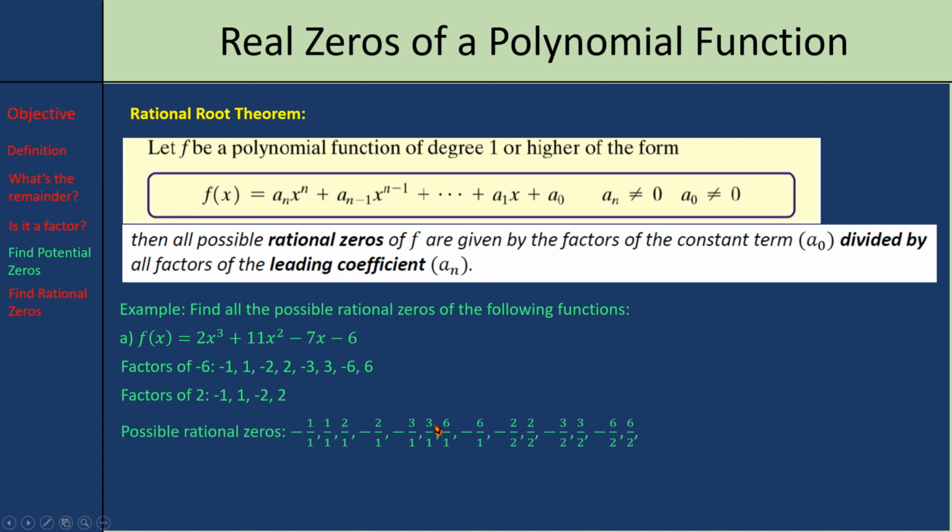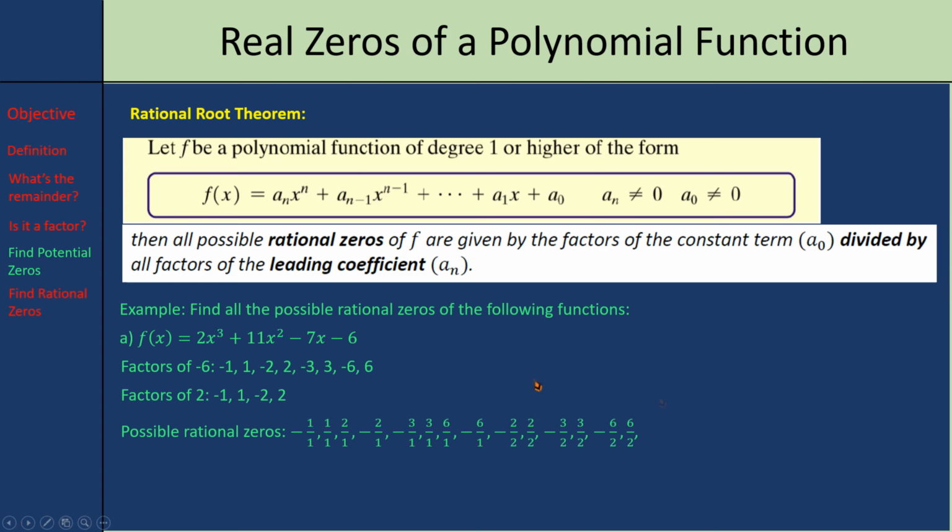So it turns out to be a lot, right? Negative 1 over 1, positive 1 over 1, and then negative 2 over 1, positive 2 over 1, negative 3 over 1, positive 3 over 1, and then 6 over 1, negative 6 over 1, 2 over 2, 3 over 2, 6 over 2. So each of the top over each of the bottom. I know it seems like a lot, but once you understand the process, it's going to be a lot faster.